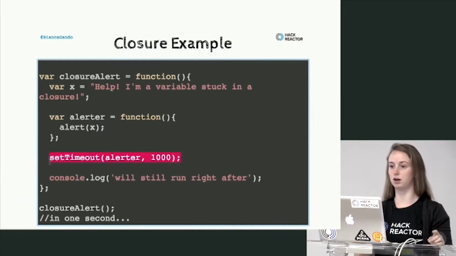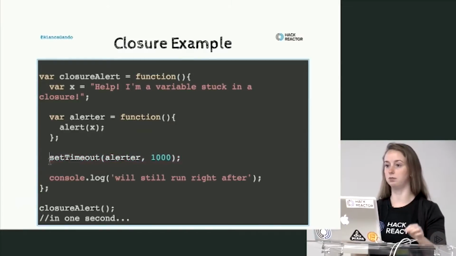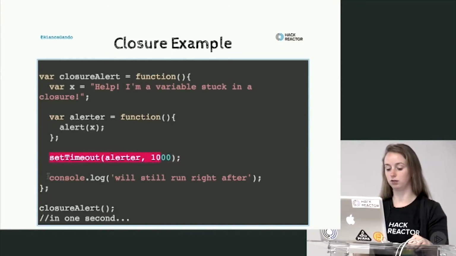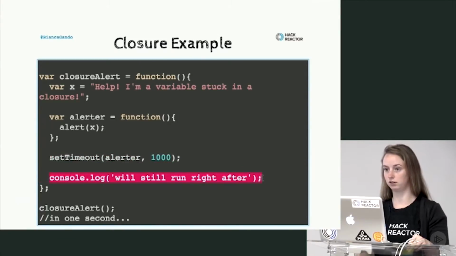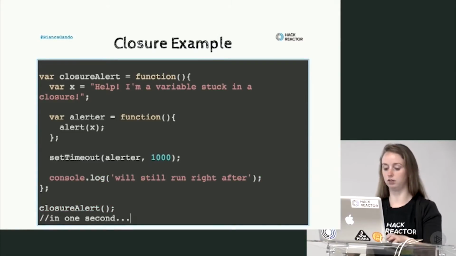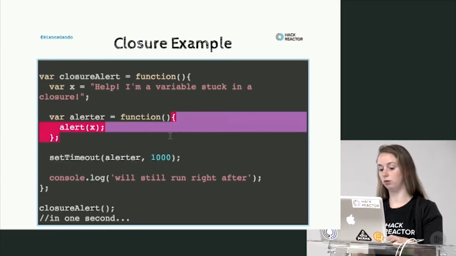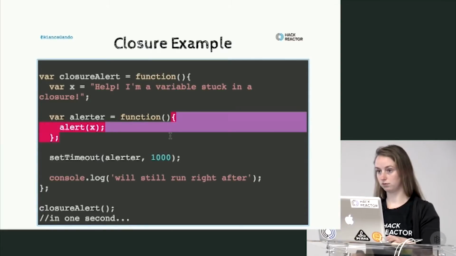The setTimeout is not blocking, so it'll run the console log next. Oh, I see. And then it will exit this function, and then it will wait 1 second down here. And once the setTimeout finishes, that's when we get into the alerter function. So it runs in parallel. Okay, the timeout.